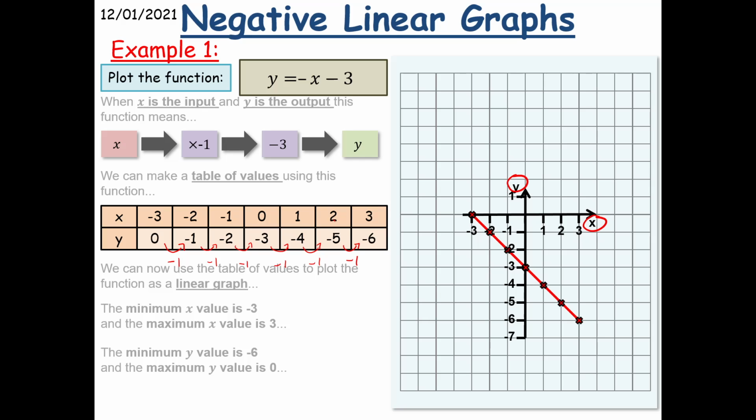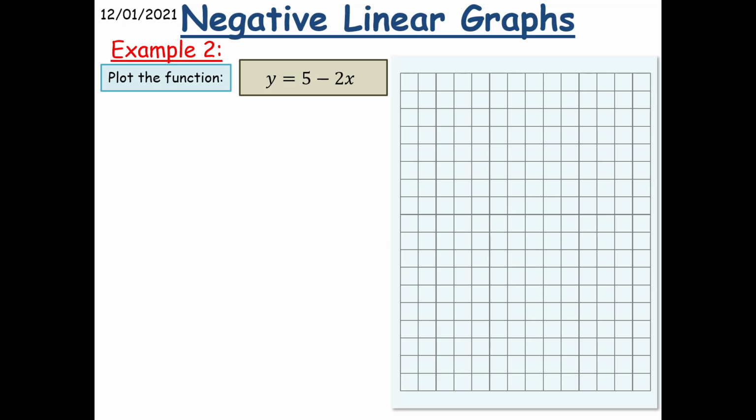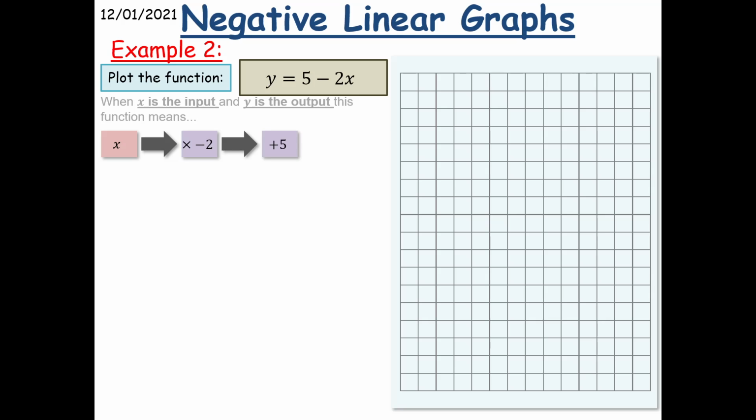Okay, let's move on to example 2. Plot the function y equals 5 minus 2x. So, what do we do with x to get y? Well, we multiply x by minus 2, and then we add on this 5, because this 5 is positive. So we times it by minus 2, and add 5 to get y.